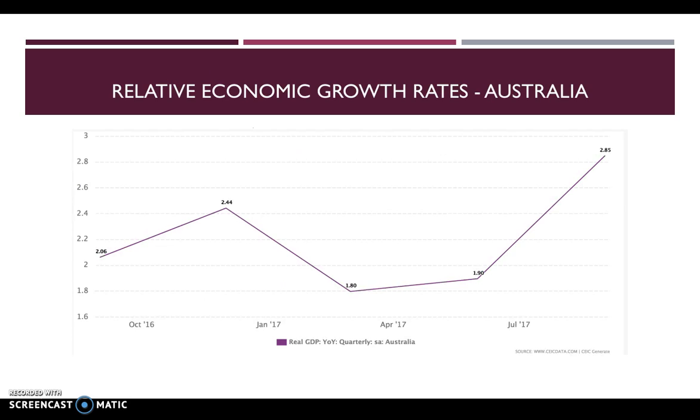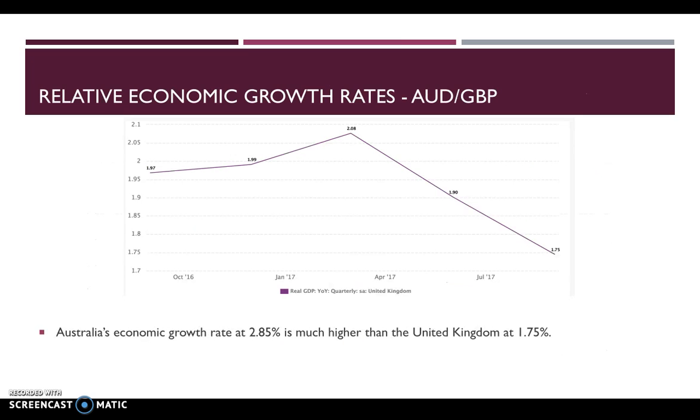Relative economic growth rates are another key indicator of future exchange rate fluctuations. Growth rates in Australia, as can be seen on the chart, have accelerated over the past 6 months to 2.85%. This is at a far higher rate than in the UK. The effect of this can be seen in a few slides' time.